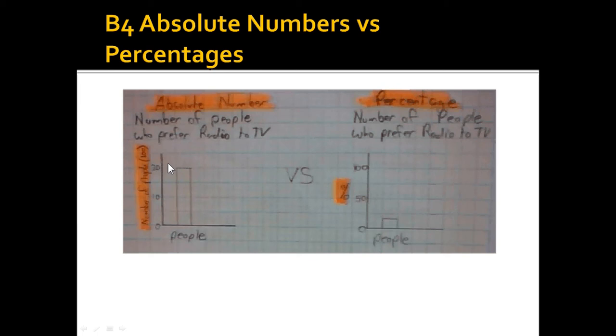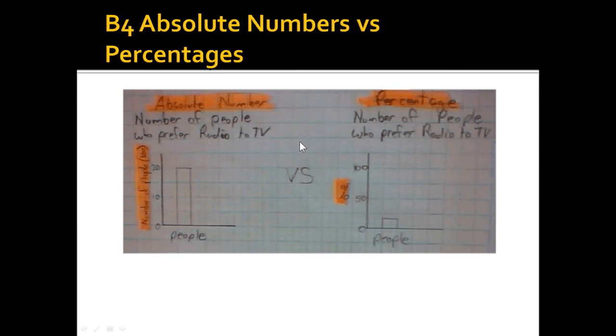So 20 people were surveyed. And these are the people who prefer radio to TV. Or you can convert it into a percentage and you can do a comparison. And these two graphs give very different results depending on what you want.